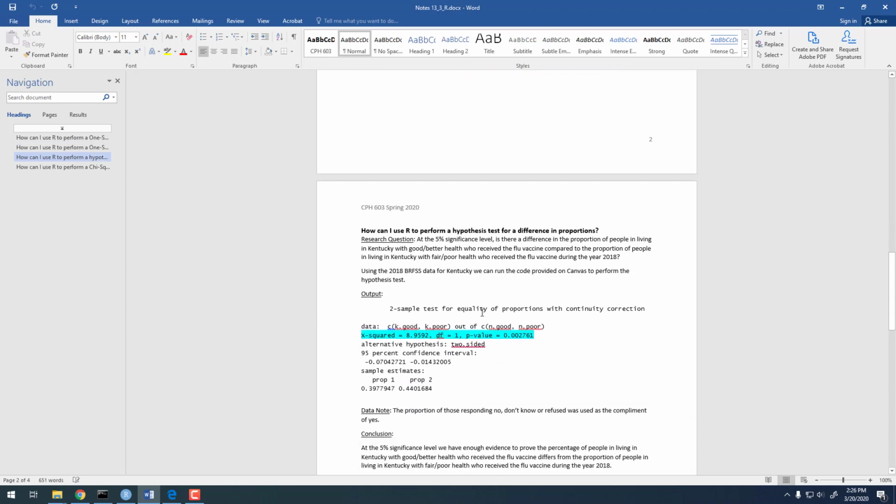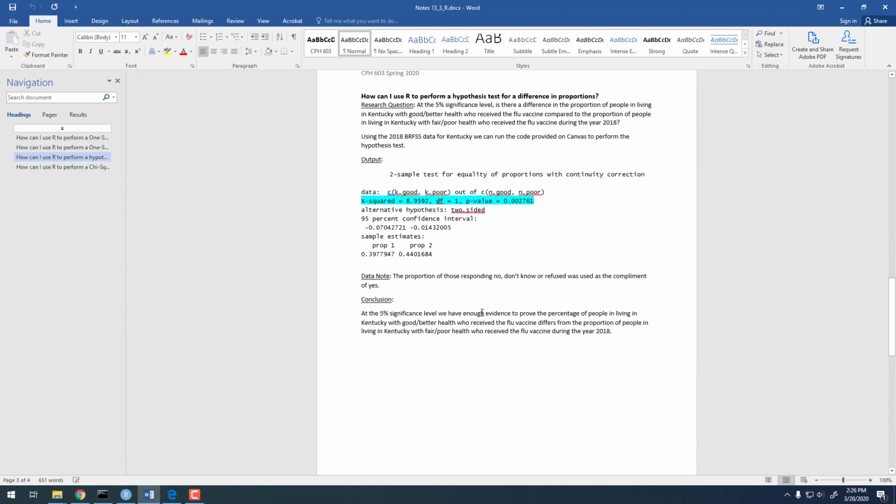Let's look at another example. So here we're going to look at a hypothesis test for a difference in proportions. So now suppose my research question is, at the 5% significance level, is there a difference in the proportion of people living in Kentucky with good, better health who received the flu vaccine compared to the proportion of people living in Kentucky with fair, poor health who received the flu vaccine during the year 2018?